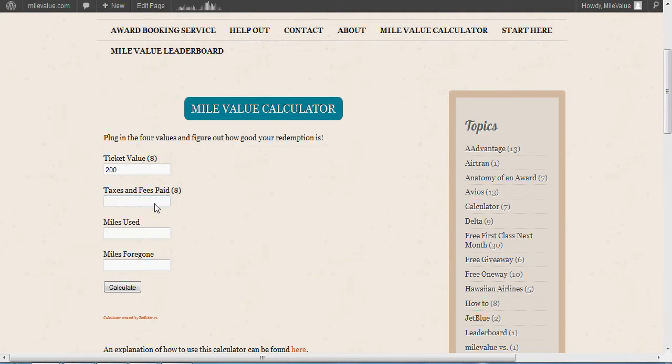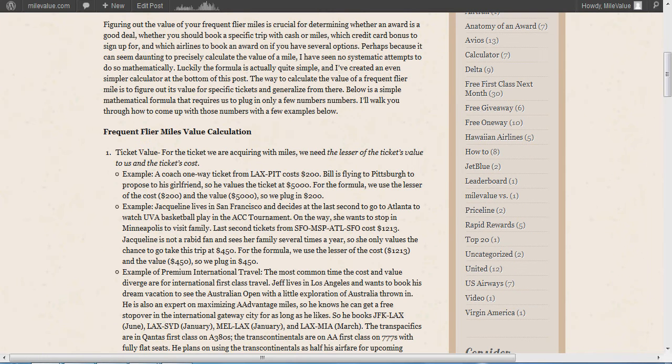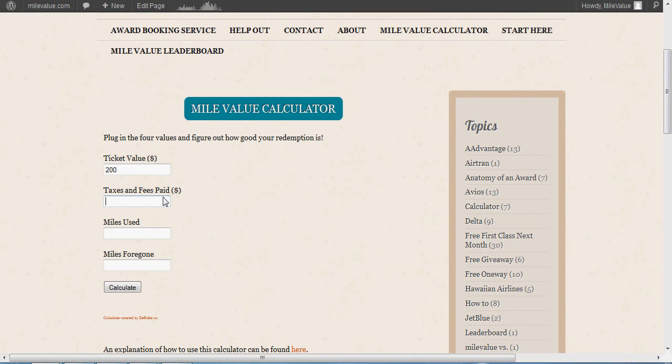Next is taxes and fees paid. That is just what is being charged to your credit card when you book the award. We're going to assume Bill's pretty savvy here and that he's going to go to United.com to book this award instead of calling over the phone. So if he goes to United.com, he's only going to have to pay $2.50 in taxes and fees. And then miles used is how many miles you're paying for the ticket. A one-way Saver award on United is 12,500 miles.